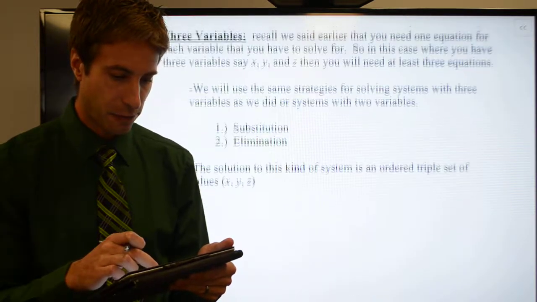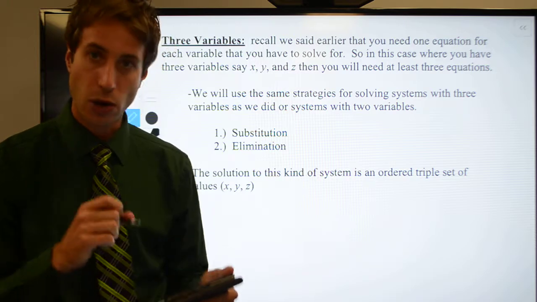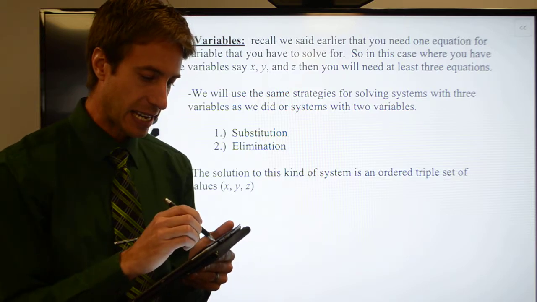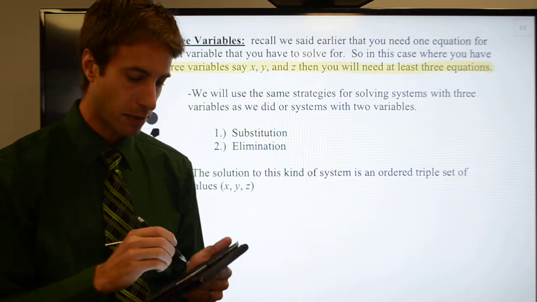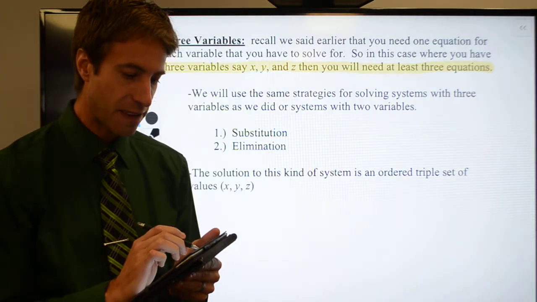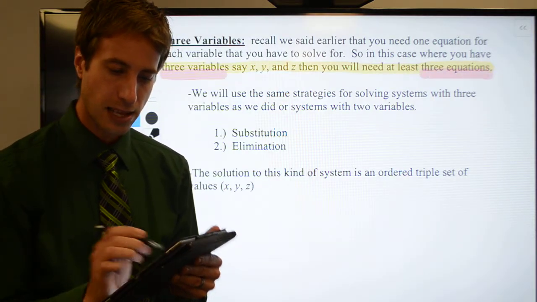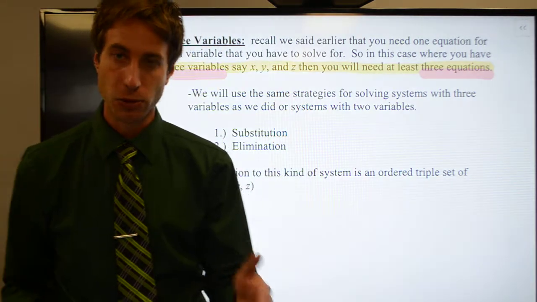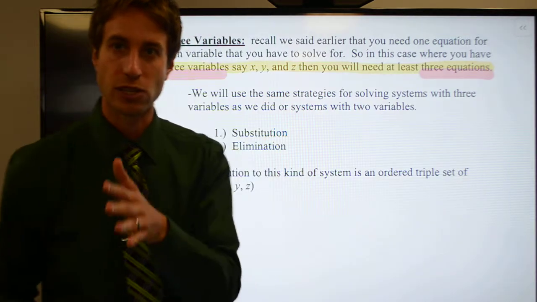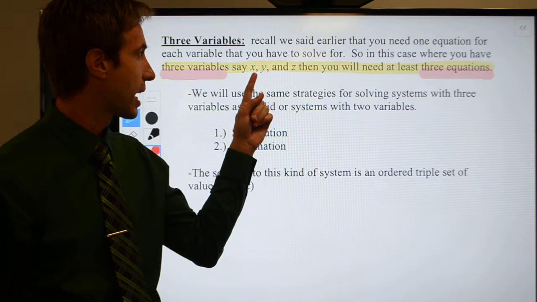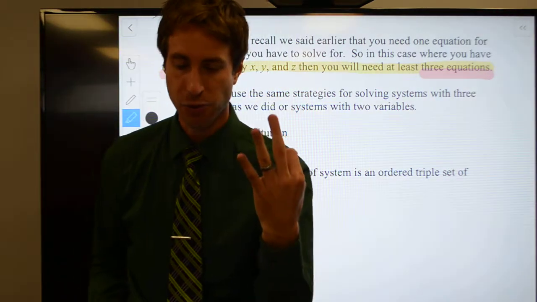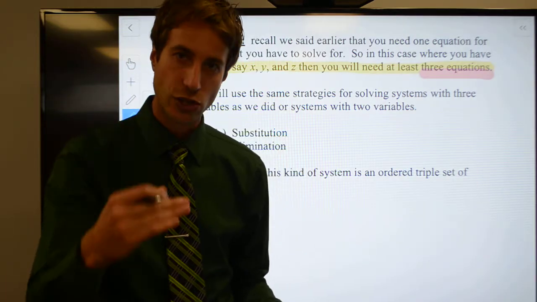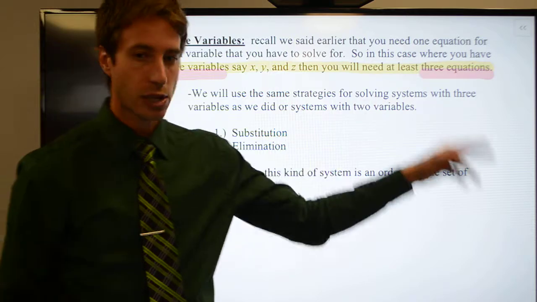Alright, let me slide this up for you, and I have a couple of things I want to talk about before we jump into it. First of all, it bears mentioning again, in order to solve a system of equations, if I have three variables, I must have three equations. I said earlier that in order to solve a system, the number of variables must match the number of equations. And what we're going to have is three variables, x, y, and z. Because you now have three variables, you must have three equations in order to solve for each of those variables. So, three equations, three variables.